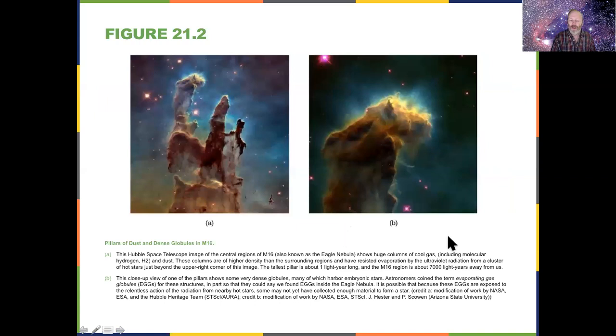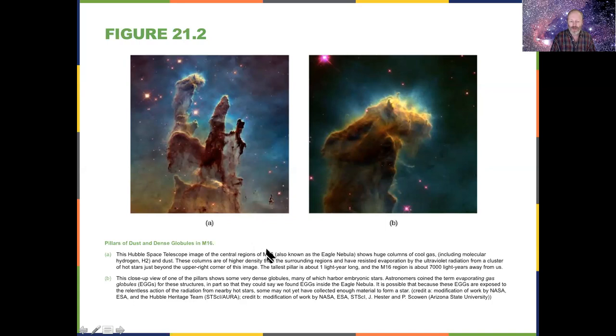So here's another example. This is the Eagle Nebula, the pillars of creation. What we see here is the sort of the gas and dust being illuminated. On the end here, this B figure is actually the tip of the largest column over here in A. This is one of the earliest pictures of Hubble, and it was part of what helped make its reputation.